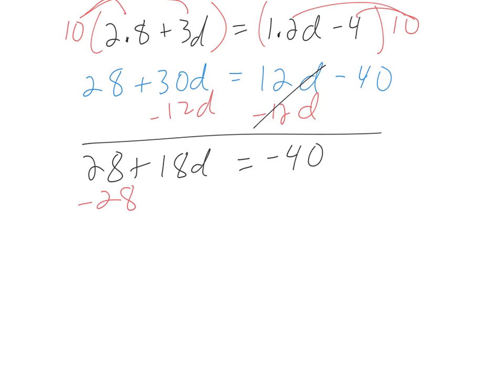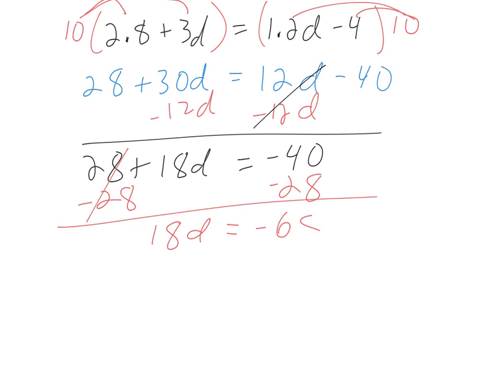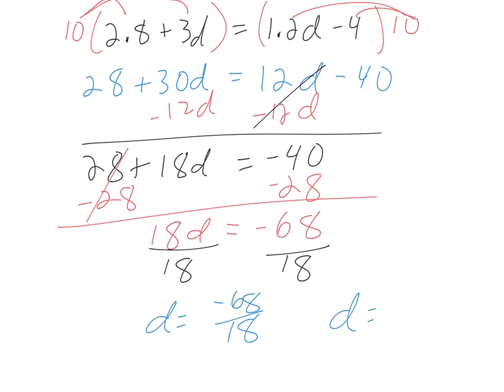Now I'm going to subtract 28 from both sides. I have 18d equals negative 68. Be careful with your negative signs there. Okay, finally, I'm going to divide out by 18. So d equals negative 68 over 18. However, both top and bottom, so numerator and denominator, are even, so I can simplify this. We'll cut them both in half: negative 34 over 9.